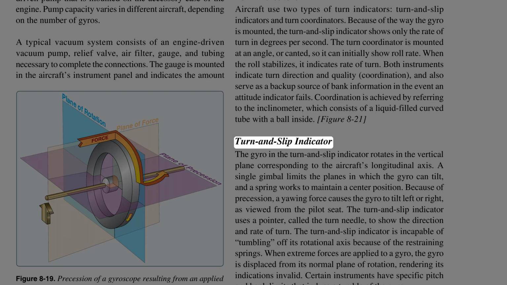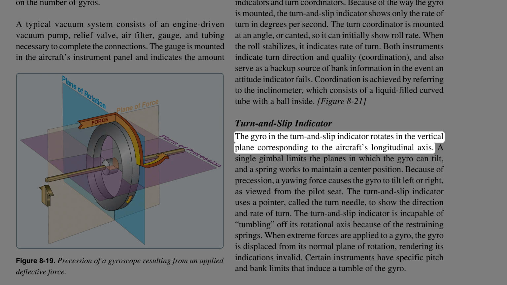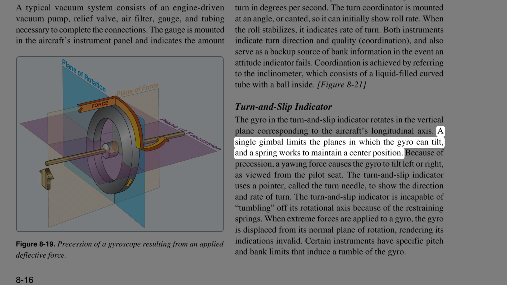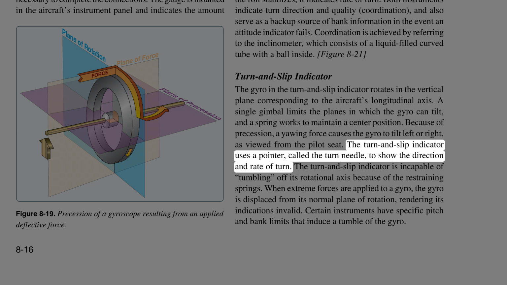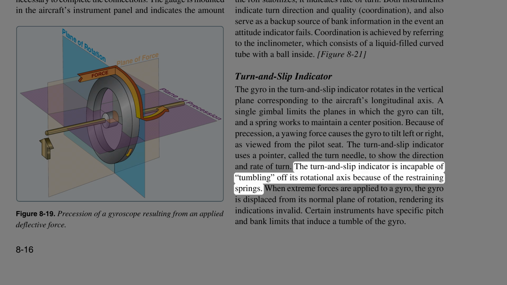Turn and slip indicator. The gyro in the turn and slip indicator rotates in the vertical plane corresponding to the aircraft's longitudinal axis. A single gimbal limits the planes in which the gyro can tilt, and a spring works to maintain a center position. Because of precession, a yawing force causes the gyro to tilt left or right, as viewed from the pilot seat. The turn and slip indicator uses a pointer, called the turn needle, to show the direction and rate of turn.